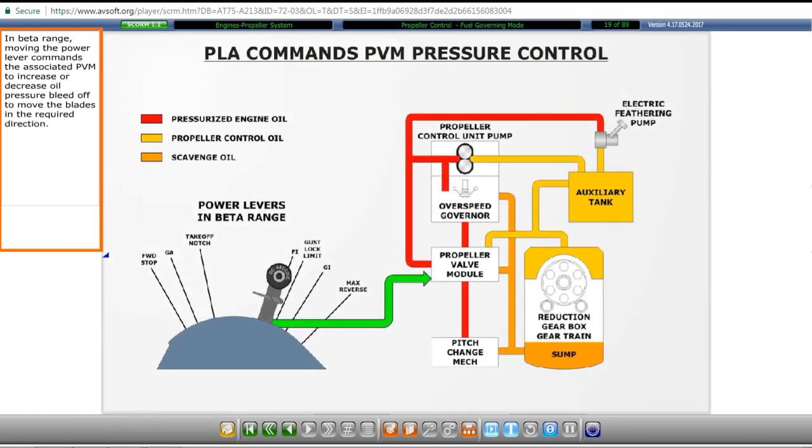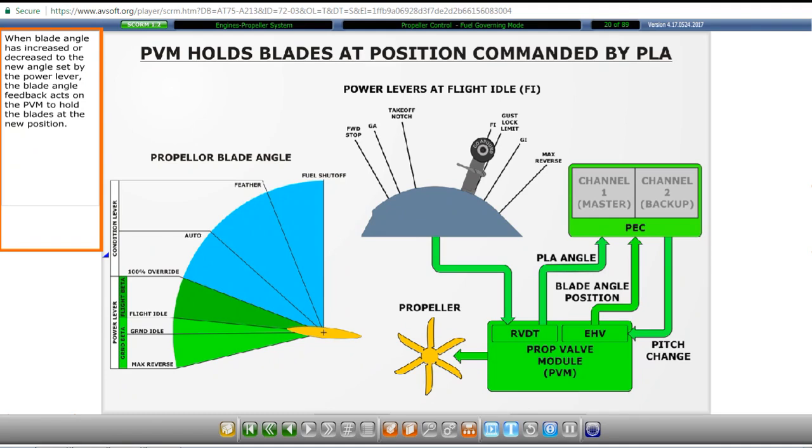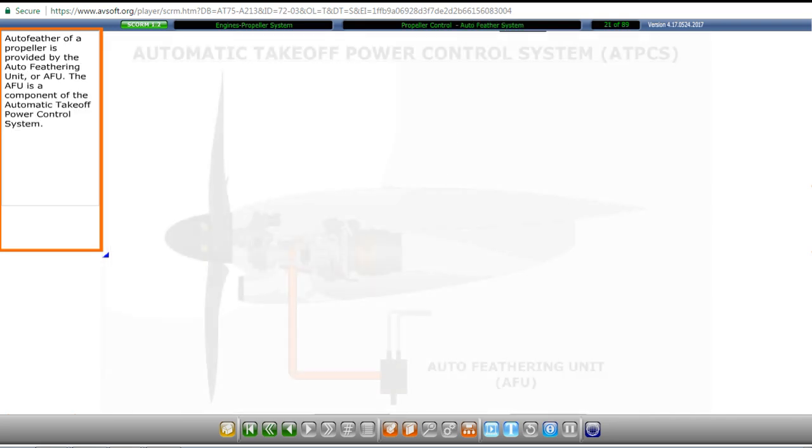In beta range, moving the power lever commands the associated PVM to increase or decrease oil pressure bleed off to move the blades in the required direction. When blade angle has increased or decreased to the new angle set by the power lever, the blade angle feedback acts on the PVM to hold the blades at the new position.